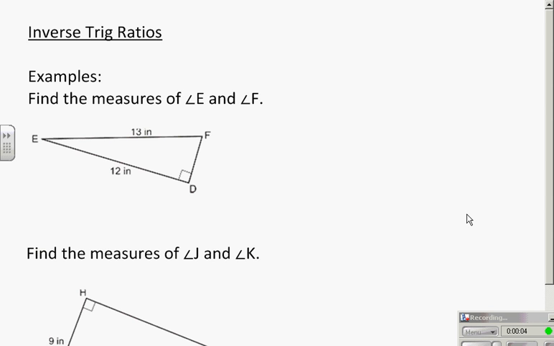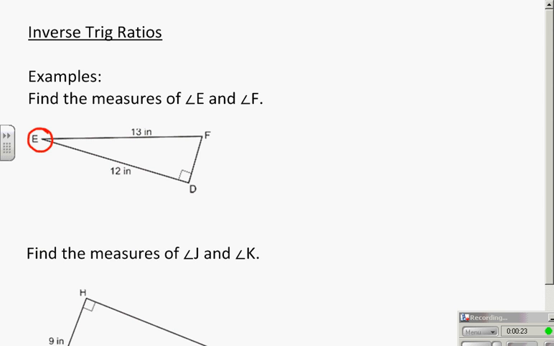Okay, so what else can trig ratios do? Trig ratios have the power to let us find the angles based on the trig ratio. So they're very, very powerful. So find the measures of E and F. Now there are multiple ways to do this. So let's start with E.